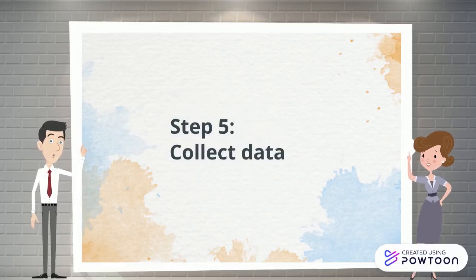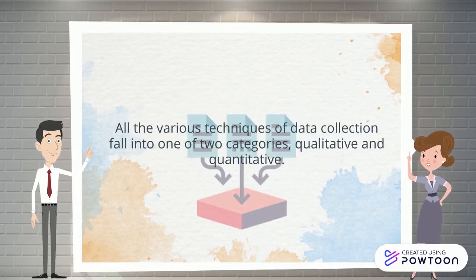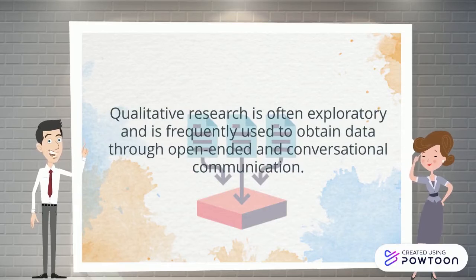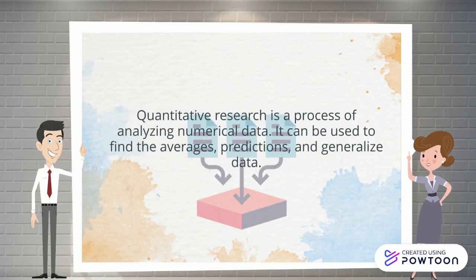Step 5. Collect data. All the techniques of data collection have two categories, which are qualitative and quantitative. Qualitative research often obtains data through open-ended conversation and communication. Quantitative research is a process of analyzing numeric data, such as using averages, predictions, and so on.